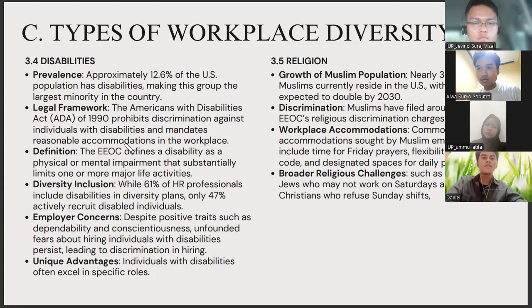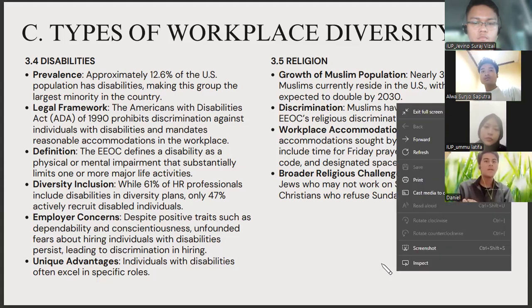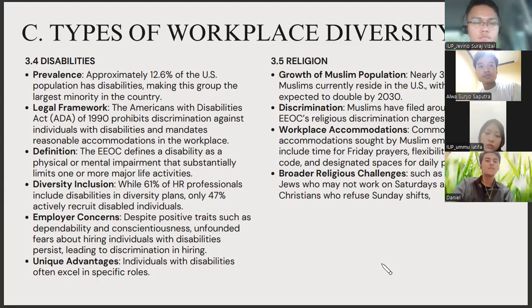The next type is religion. Title 7 of the Civil Rights Act prohibits discrimination based on religion. Yet religious diversity in the workplace, particularly regarding Islam, remains a significant issue in the US. Growth of the Muslim population: nearly 3 million Muslims currently reside in the US, with the number expected to double by 2030, making them comparable in size to other religious groups like Jews and Episcopalians.